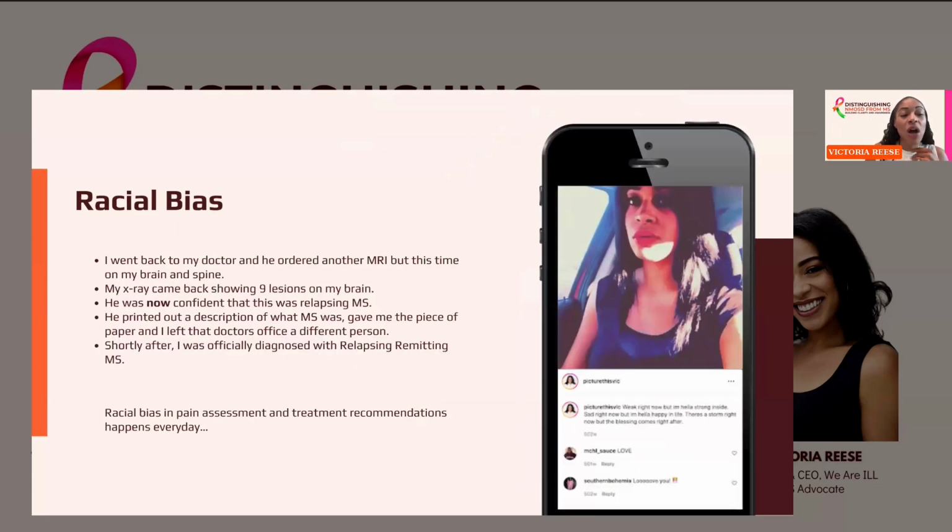So this slide kind of talks about what I already mentioned, about how he was confident that what ultimately was MS was me being stressed. And I want to acknowledge that I felt that racial bias took place.